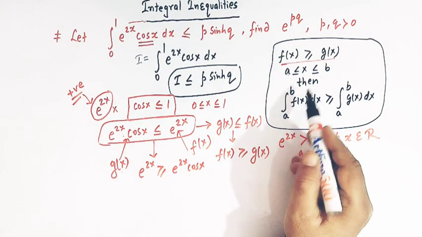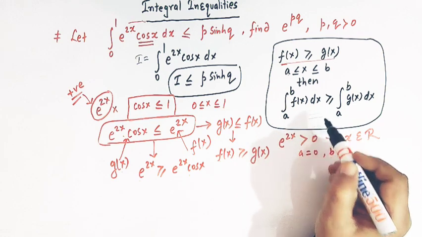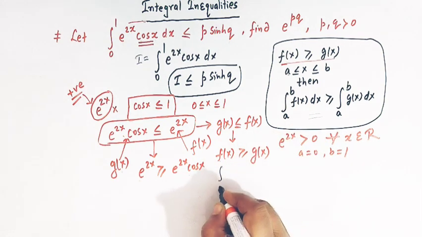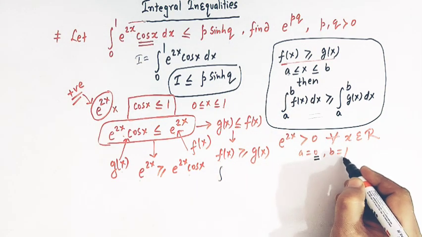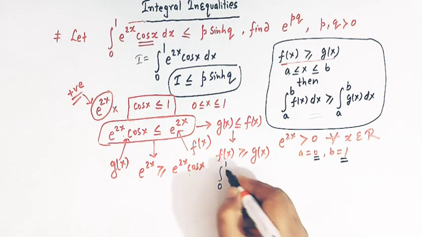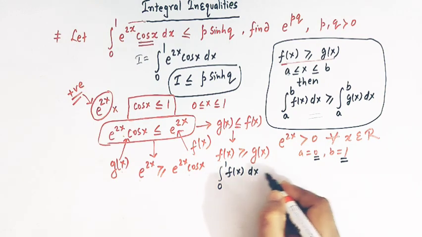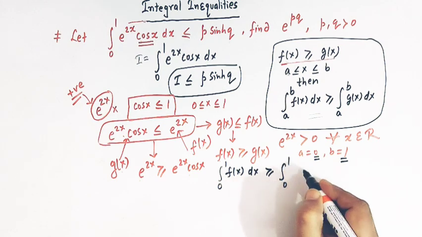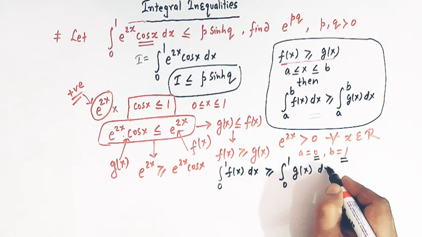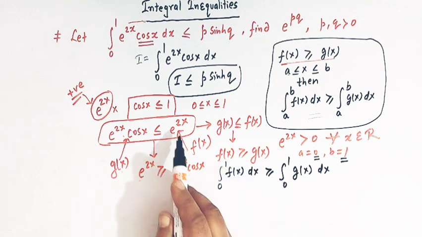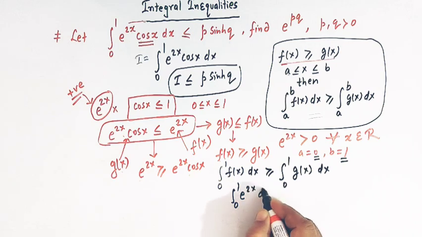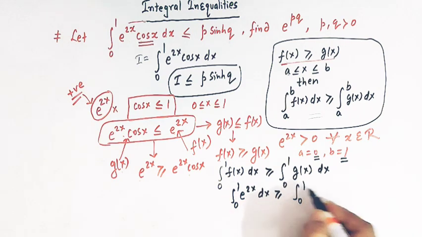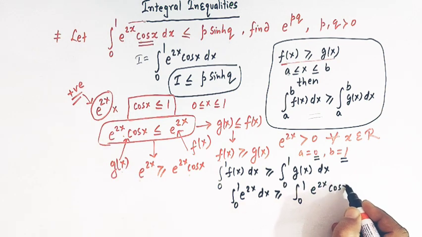So we can now apply this inequality, that is the integral of f of x from a to b. So here we have a is 0, b is 1. So we have the integral from 0 to 1 of f of x dx should be greater than or equal to the integral from 0 to 1 of g of x dx, right? Now f of x is e raised to 2x. So we can now write the integral from 0 to 1 of e raised to 2x dx greater than or equal to the integral from 0 to 1. G of x is e raised to 2x cos x, right?